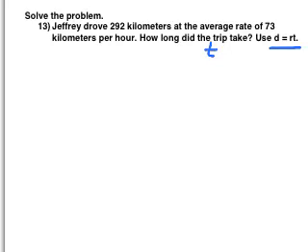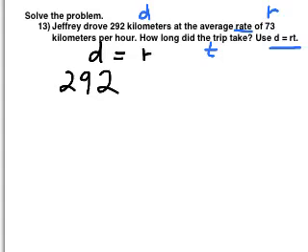How long did the trip take? That's our t. The 292 kilometers is our distance. And the rate is 73 kilometers per hour, so that's our r. We just plug these three things into the right place. The formula is d equals rt, r times t. So 292 is our distance, our rate is 73 kilometers per hour, times t. The number next to the t means times, right? 73t is 73 times t.